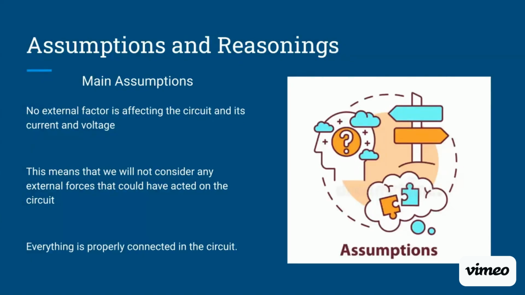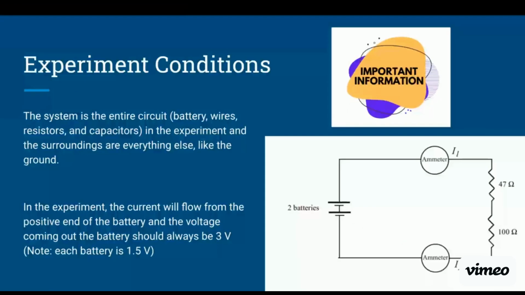Now we discuss some major assumptions in the experiment, and one is that there are no external factors affecting the circuit and its properties. Additionally, everything in the circuit is assumed to be properly connected. On top of the assumptions, it's important to note that the system we will analyze is the entire circuit in the experiment, and everything else is the surroundings, like the ground.